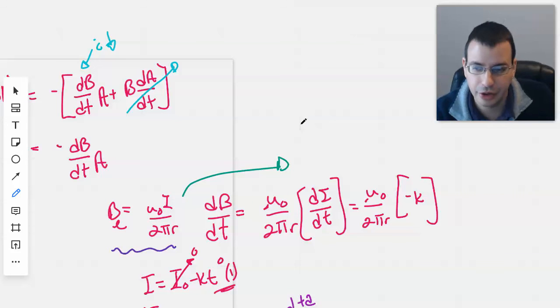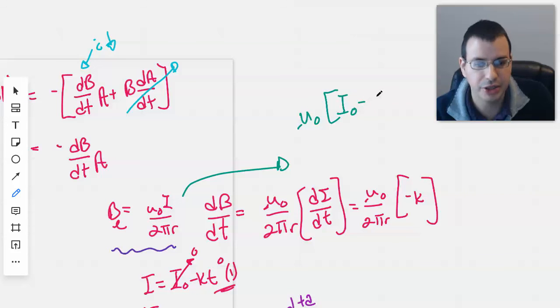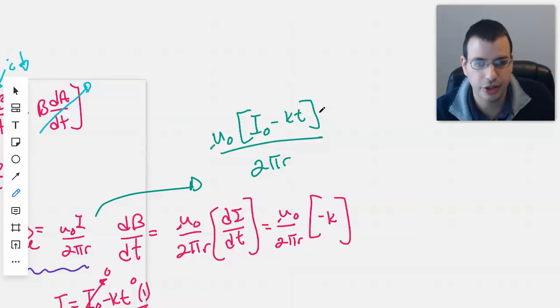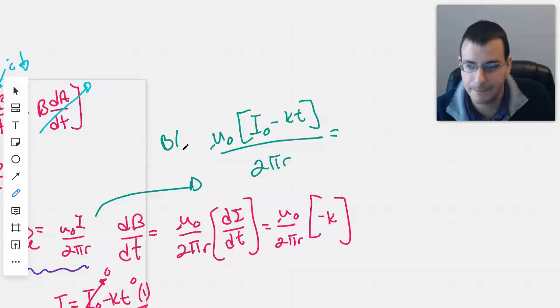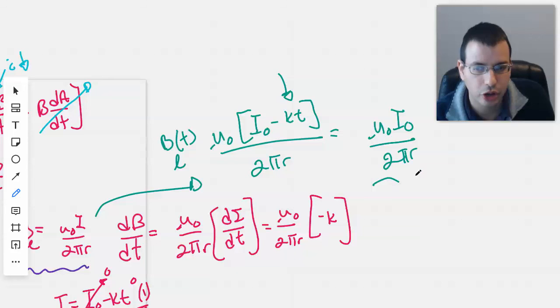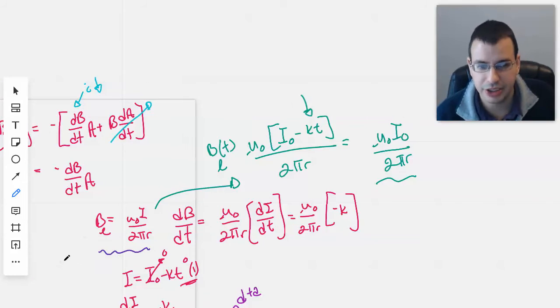So magnetic field, this is mu naught, and then I is I naught minus Kt, where I naught is some constant, over 2 pi r. And so this is giving us the magnetic field with respect to time due to the line. And then if we plug in 0 for t, we get mu naught I naught over 2 pi r, which is going to be, let's see if that's what they're looking for.